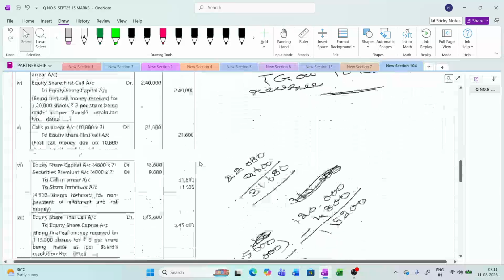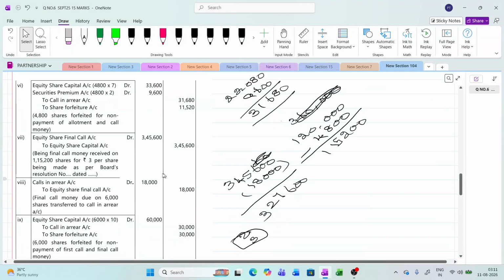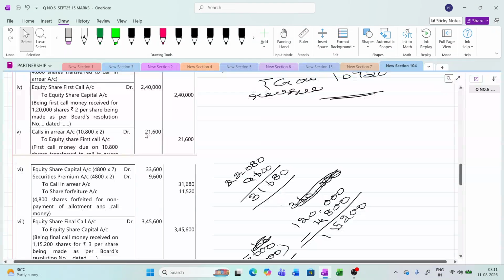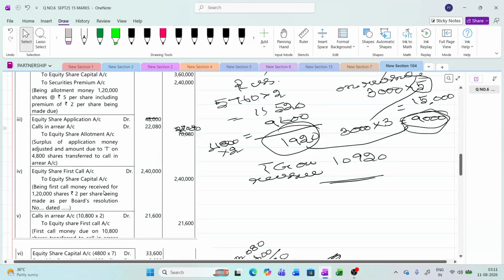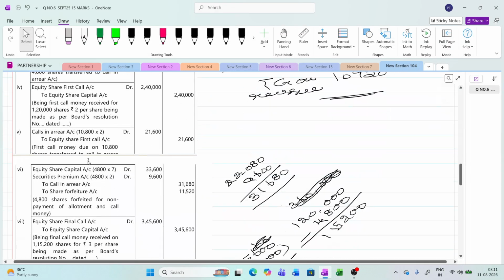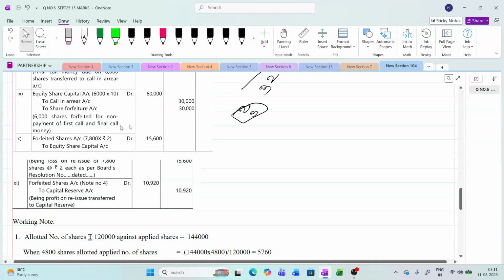Okay, done. So now his calls in arrear is 18,000. Already it was 12,000, now it has become 18,000. Here it is there, calls in arrear is 31,680. And here 21,600 is calls in arrear for both the people, for 10,800 shares: 4,800 for him and 6,000 for this fellow.